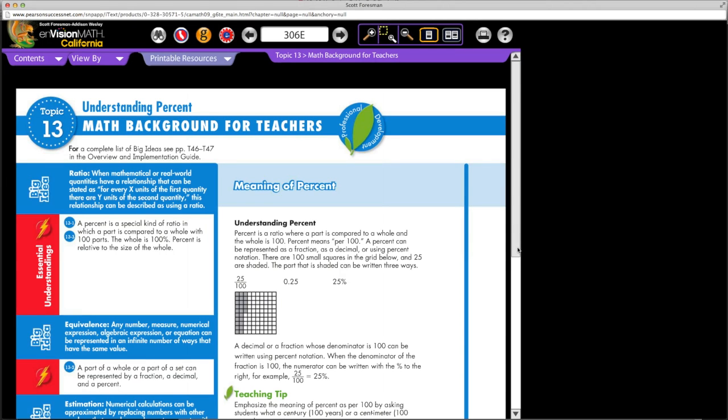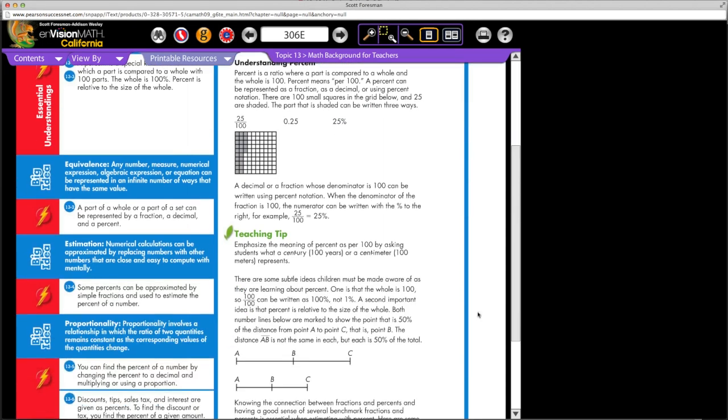One thing that you might want to share with your students, I think it'd be really powerful, is this idea down here, the teaching tip, where it talks about emphasizing the meaning of percent being that it's 100. If you tie that to century, like 100 years, or centimeter, with 100 centimeters in a meter, I think it really gives a nice coherence to students to see that there's some consistency in the language that we're using in math as well.